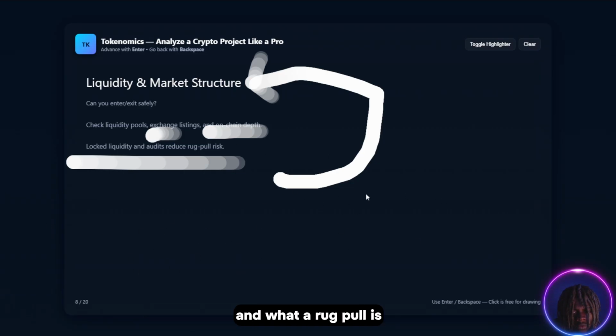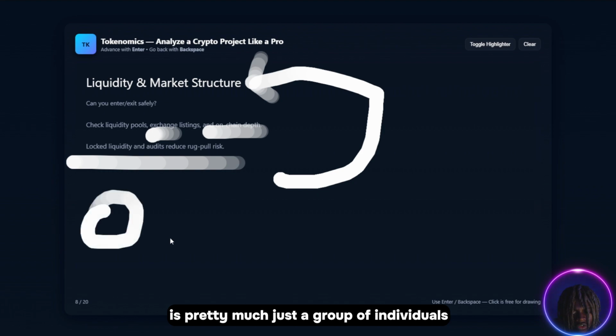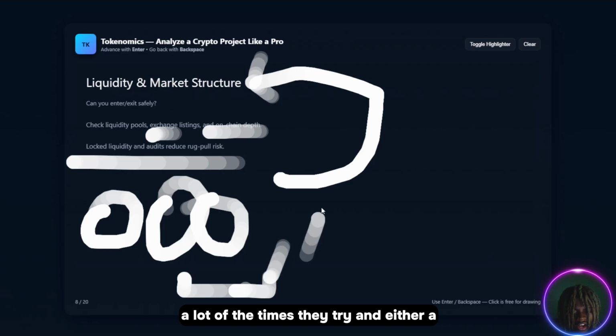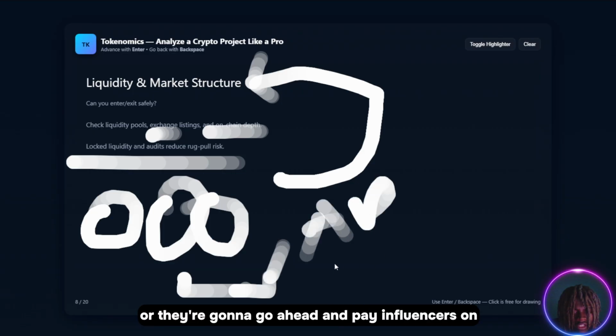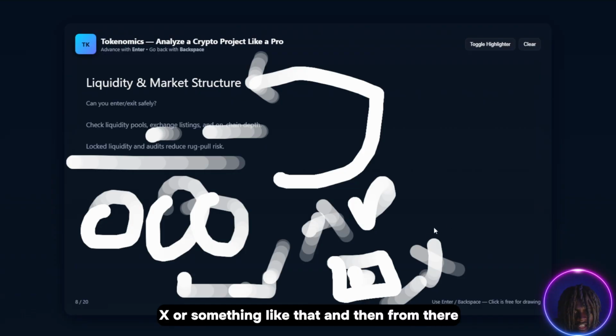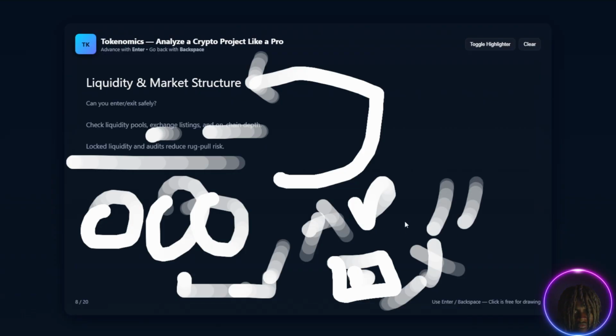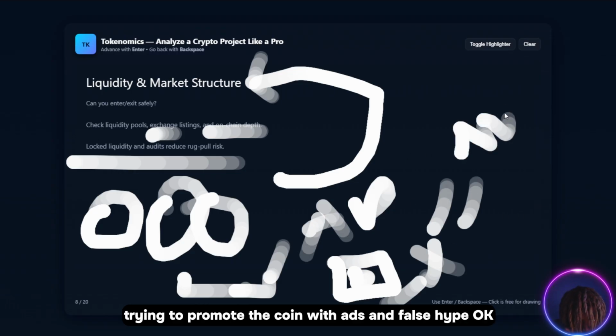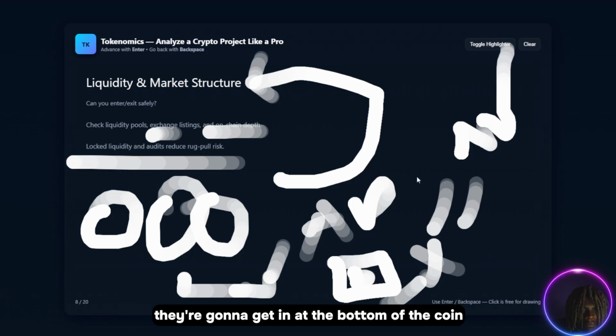pulled on. A rug pull is pretty much just a group of individuals who go ahead and start a coin. A lot of the time they try to either run ads, or pay influencers on Instagram or X or something like that. And then from there, they're going to get in at the bottom of the coin.